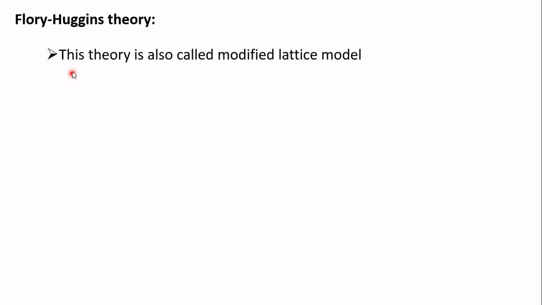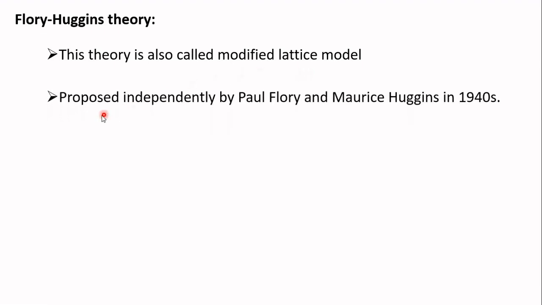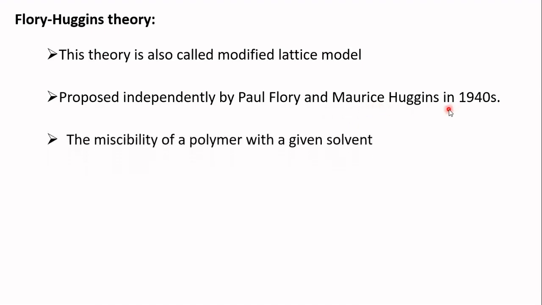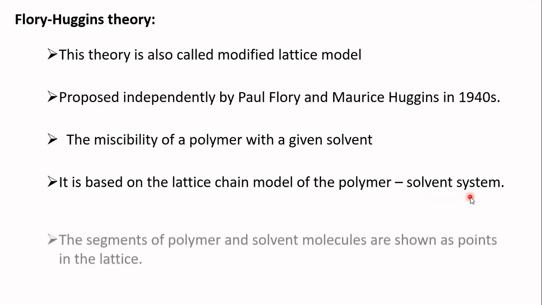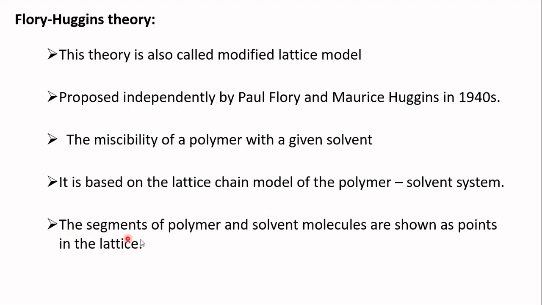Now let us consider Flory Huggins theory. Flory Huggins theory is also called modified lattice model, and it was proposed independently by Paul Flory and Maurice Huggins in 1940s. This theory explains the miscibility of a polymer with a given solvent, and it is based on the lattice chain model of the polymer solvent system. In this model, the segments of polymer and solvent molecules are shown as points in the lattice.